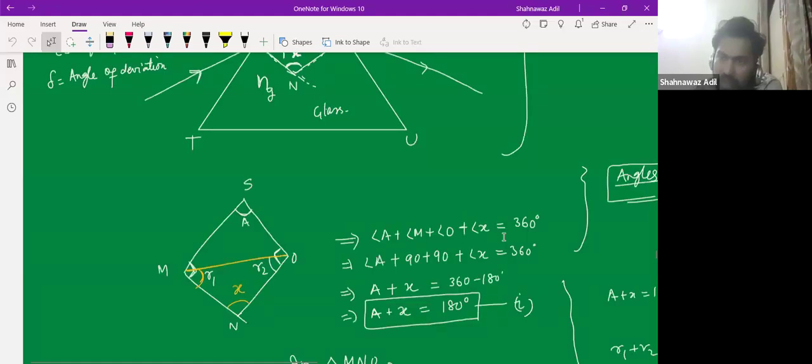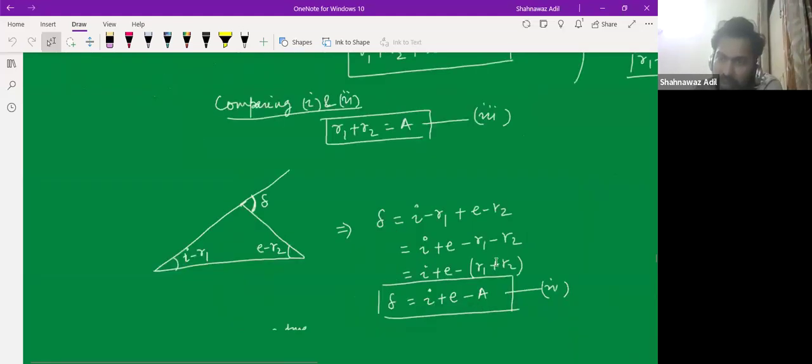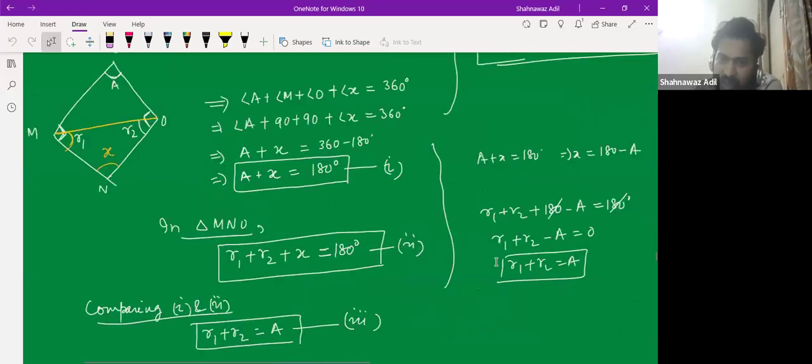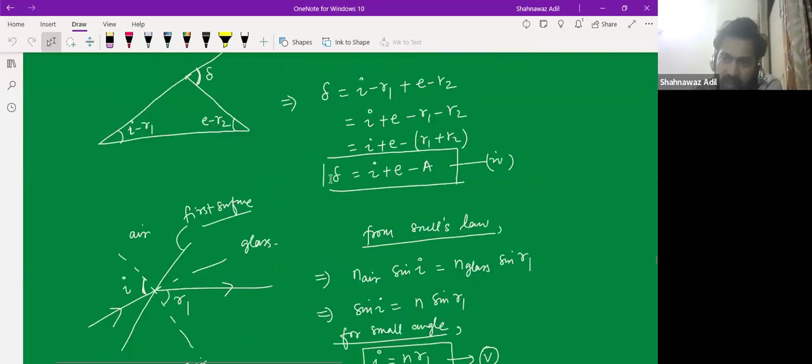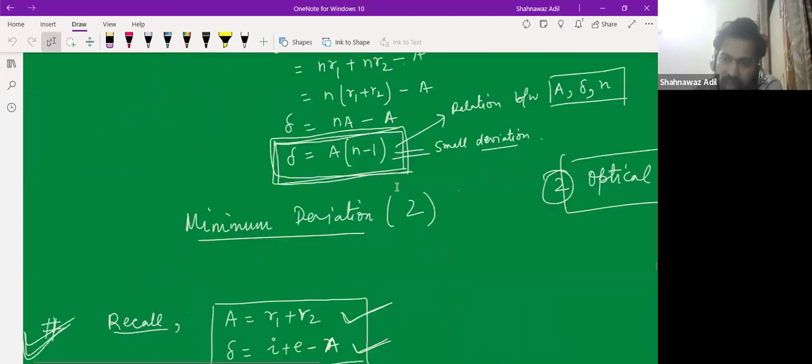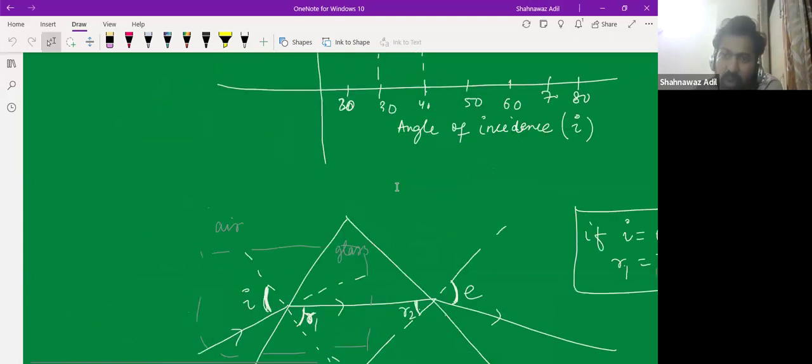Yeah. So R1 plus R2 is A. That one is correct. And what was the other relation? Delta is I plus E. So yeah, delta plus A is I plus E. That is correct. So these are the two things that we have to remember.